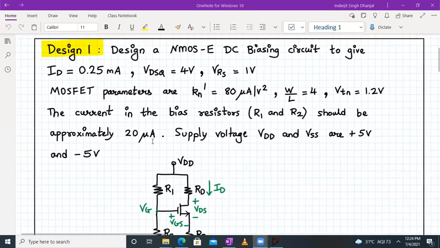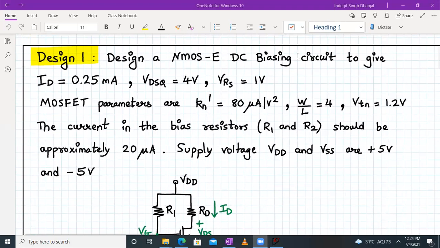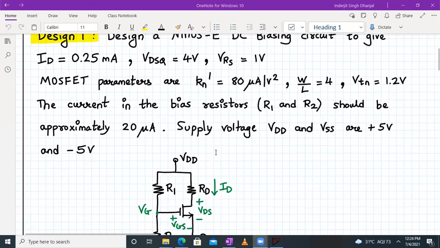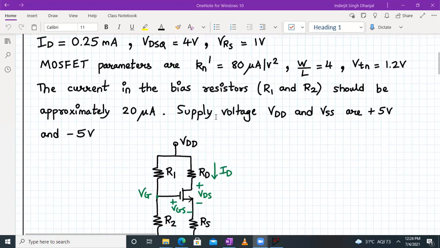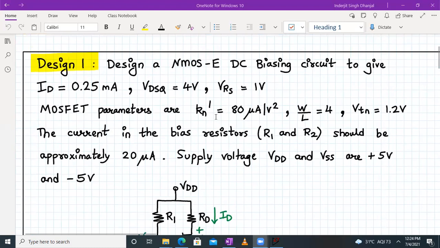It says: design an NMOS enhancement type DC biasing circuit to give the drain current ID of 0.25 milliamperes, VDSQ as 4 volt, and VRS is 1 volt. VRS is the voltage across the source resistor. Then the MOSFET parameters are Kn dash given as 80 microampere per volt square, W by L is given as 4, and VTN, the threshold voltage, is given as 1.2 volt.